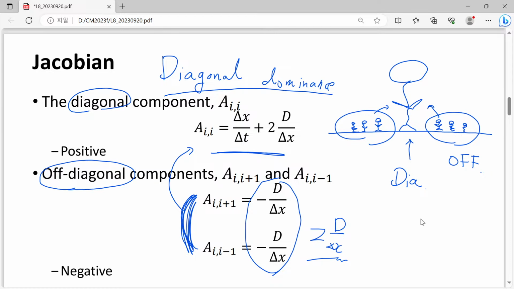So here, for example, if we have this one, is it diagonal dominant if this is the diagonal component and these are off-diagonal components? In the strict sense, it's not diagonal dominant. However, if we have 2.1 here, then now it is diagonal dominant. And even in this case, we have a loose sense of diagonal dominance. When we have the equality, in loose terms we call it diagonal dominance.